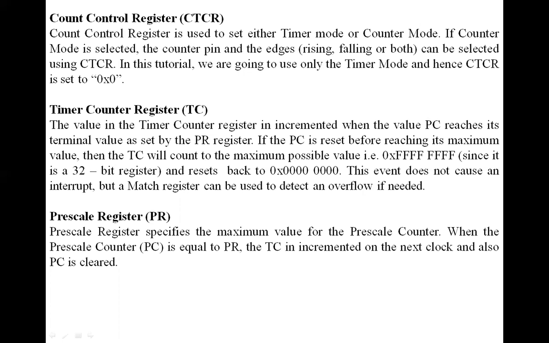Now the next one is the prescale register. Shortly we will say PR. The prescale register specifies the maximum value for the prescale counter. When the prescaler counter is equal to PR, the TC is incremented on the next clock and PC is cleared, right?